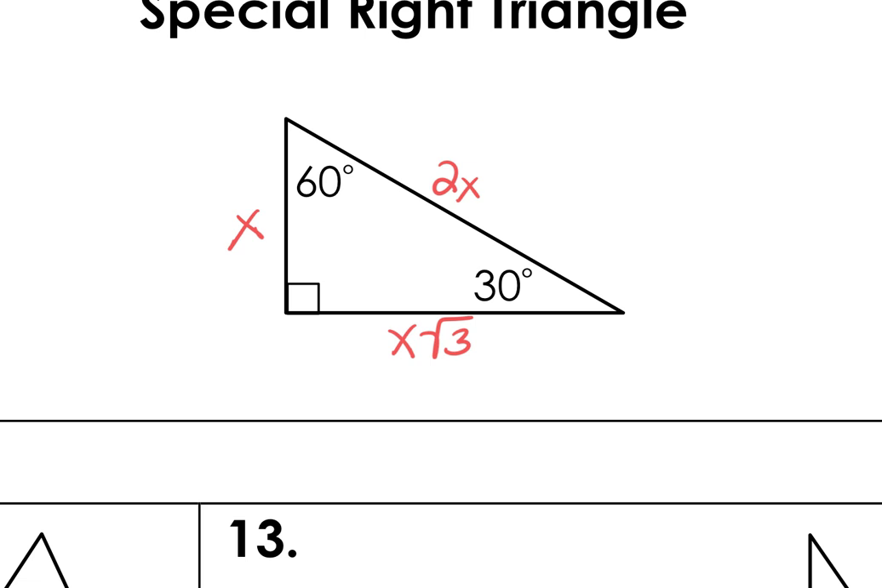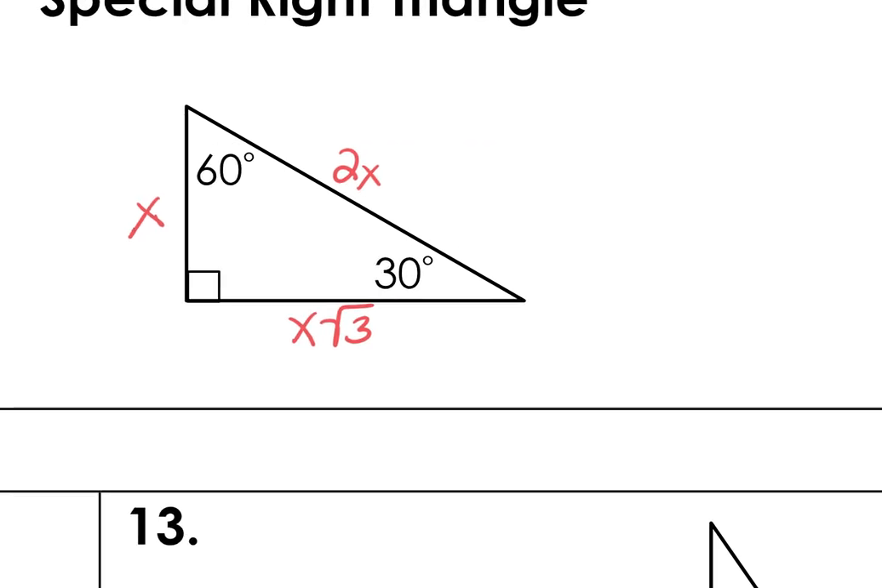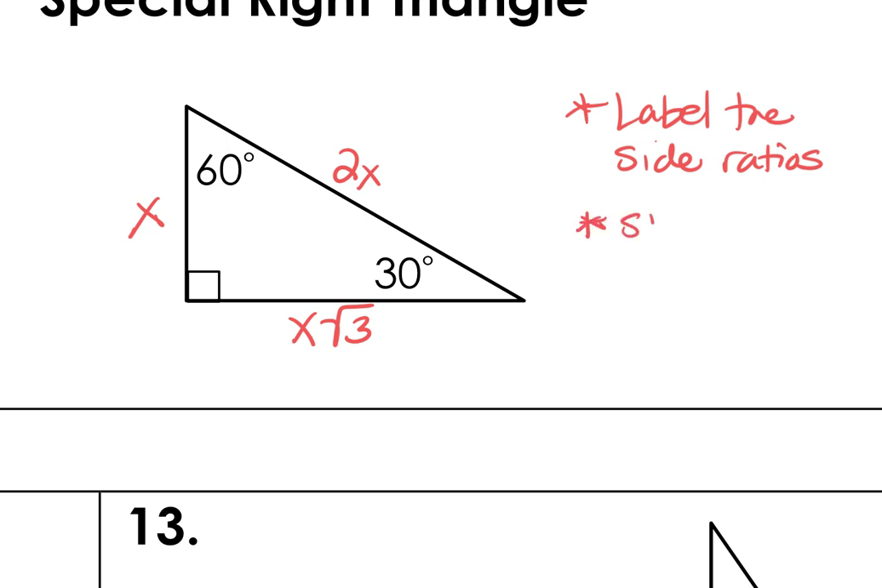So write those in. This is your review, your study guide. Okay, that's what's going to be given with you. I'm going to write this off to the side. What you always want to do first is label the side ratios. The x, 2x, x square root of 3. After that, we always start with the given side.